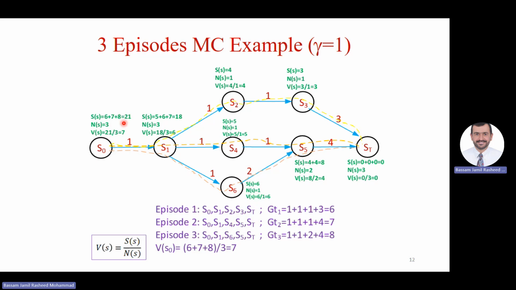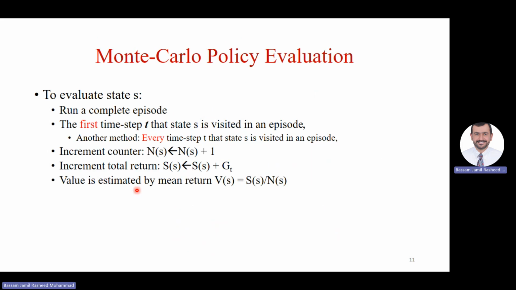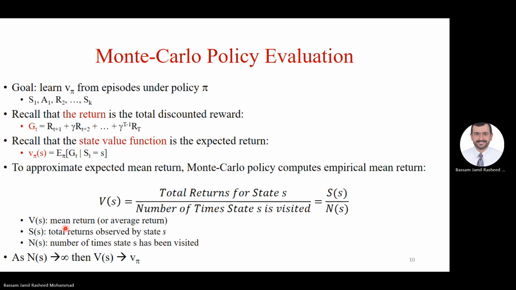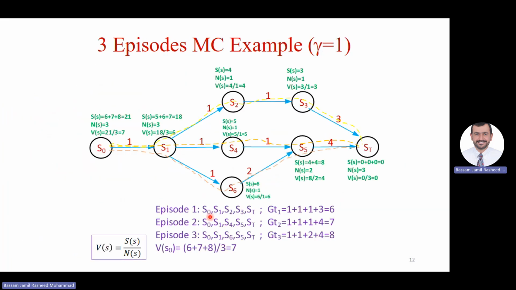Right? Now, to compute the mean return, which we have defined here, we divide the total returns over the number of times a state is visited. From these 3 episodes, the total returns for S0 is 6 plus 7 plus 8, and that is equal to 21. Now, how many times did we visit this state? 3. So the mean return Vs equals 21, the total returns, divided by the number of visits, which is 3, that is 7.